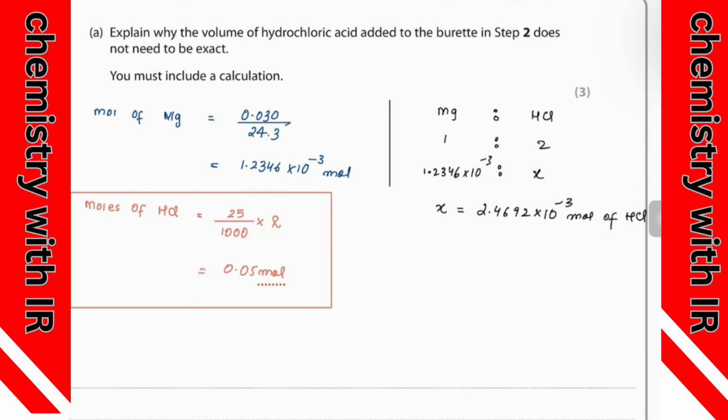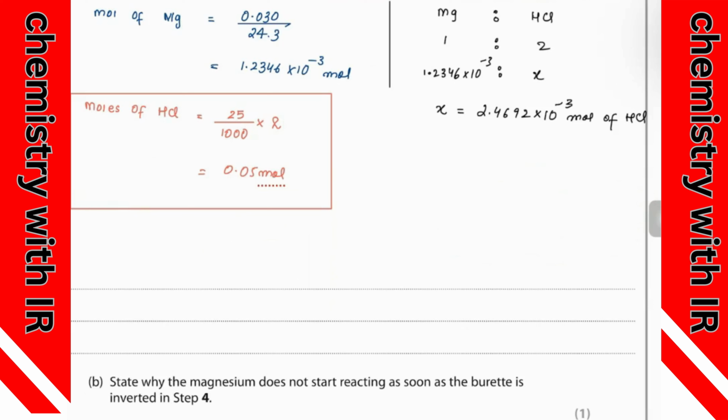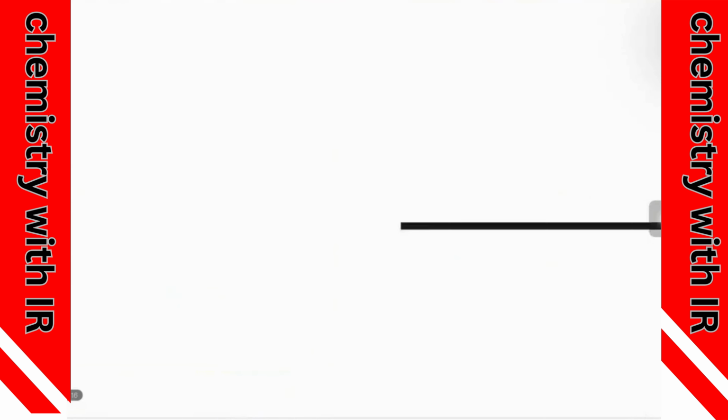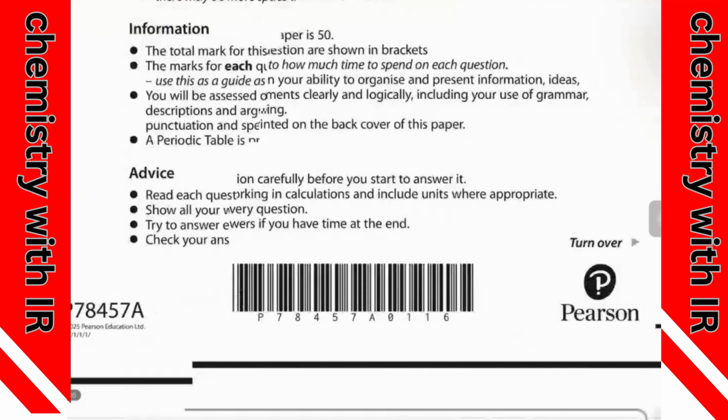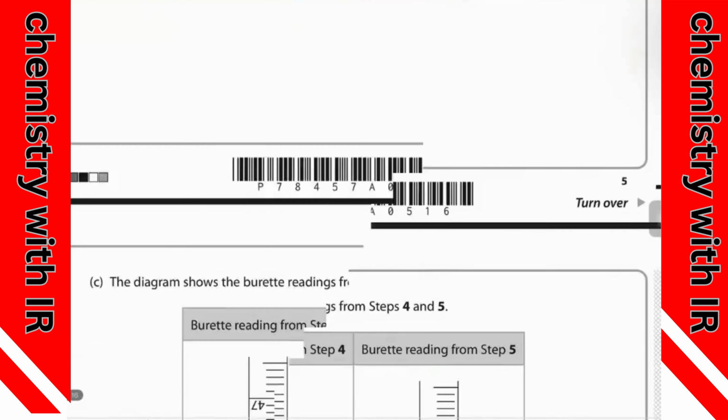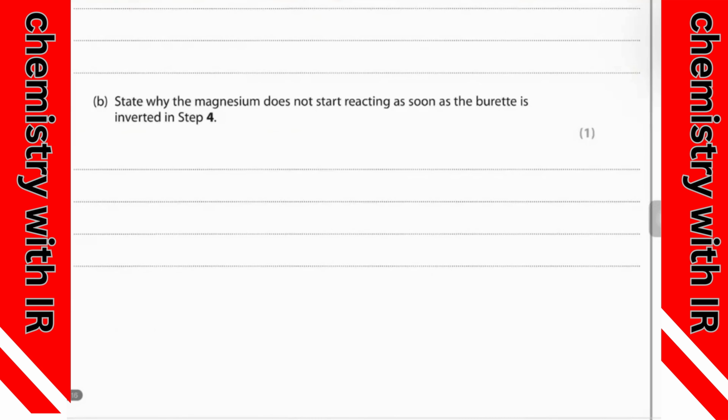0.05 mole. So 0.05 is greater than this one. So I can say that HCl is in excess. Since we have more moles as compared to the required moles, HCl is in excess. Hence, HCl is in excess. So if HCl is in excess, there is no need to take an exact amount of HCl. That's the reason they have written 25 cm cube, not 25.0 cm cube. Since the HCl is in excess, we are not supposed to take an exact amount of HCl. Okay.